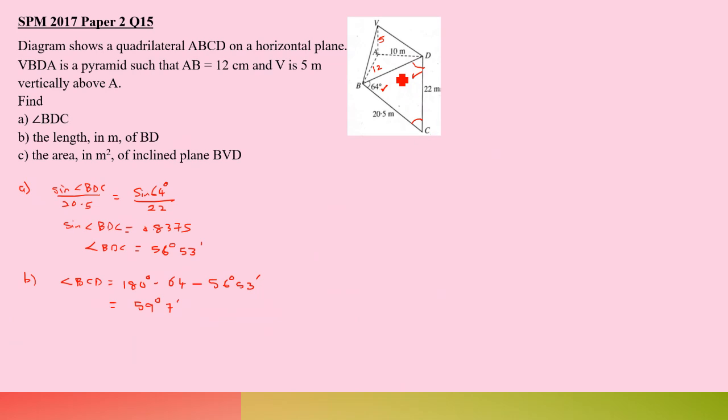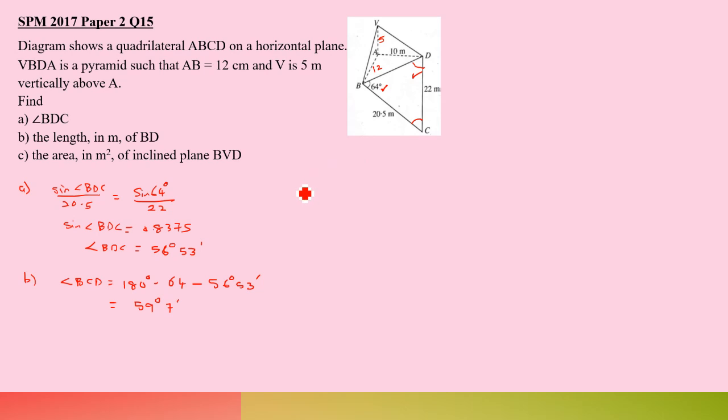We can use the sine rule, or if you want, you can also use the cosine rule because you have two sides and the angle here. Either way you can do it. So let's use the sine rule here. The sine rule will be easier. With the cosine rule you have to square, then take the square root. So both ways are accepted, there's no problem.